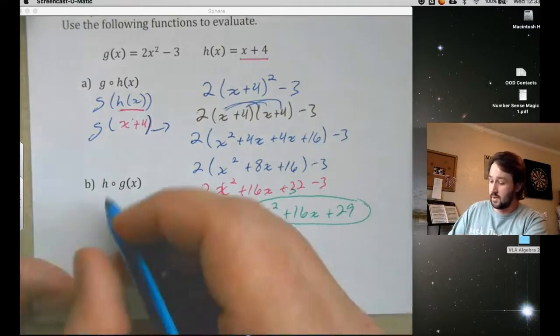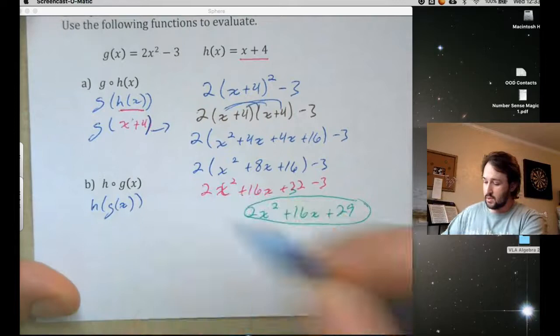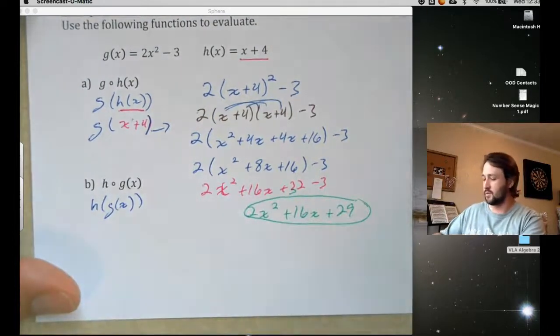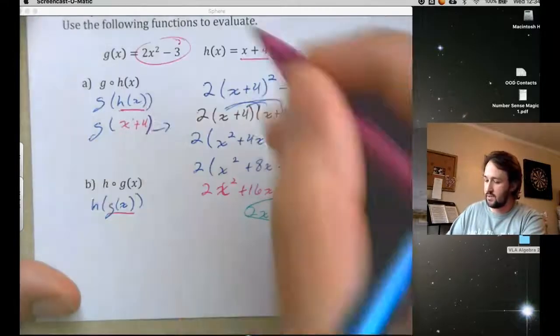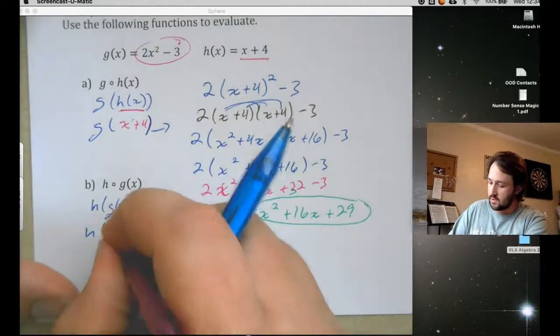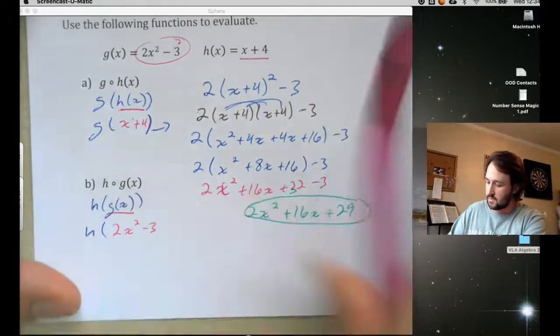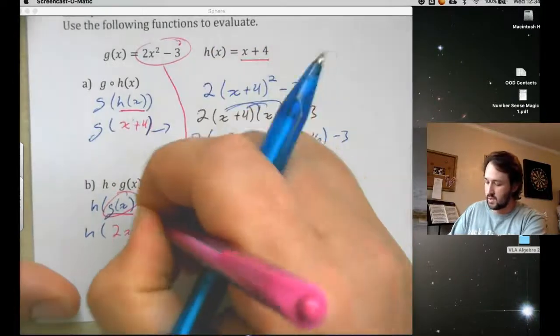All right, going the other way now. Now I have h of g of x, which is a lot easier. It's a lot less work. All right, so because g of x, all that is my 2x squared minus 3, so I'll put that in. So h of 2x squared minus 3. All right, so that's just taking g of x and substituting it for what it is.